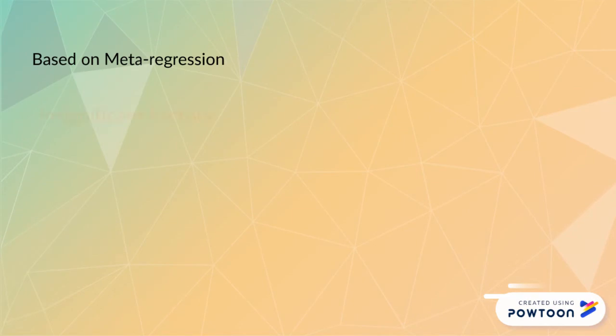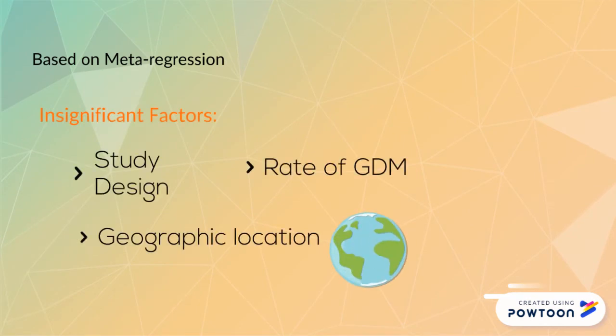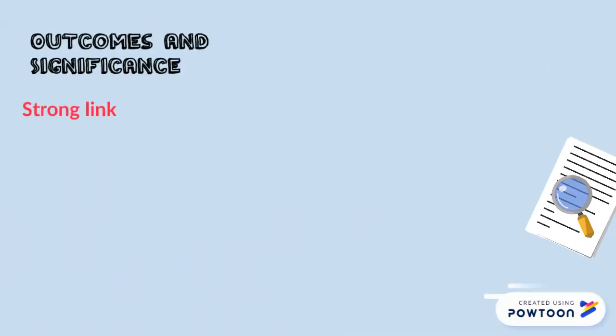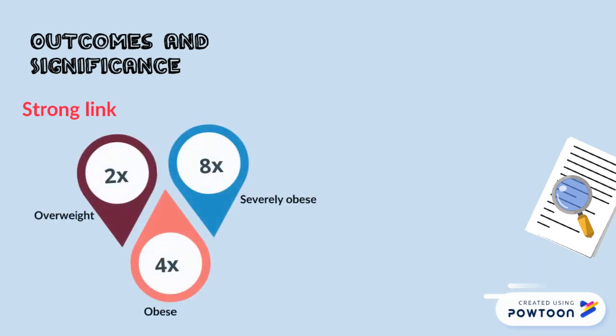In meta-regression, no factors such as study design, geographic location, and the rate of gestational diabetes were found to be significant. This paper found a strong link between higher BMI and the risk of developing gestational diabetes, showing 2, 4, and 8 times higher risk for overweight, obese, and severely obese women, respectively.